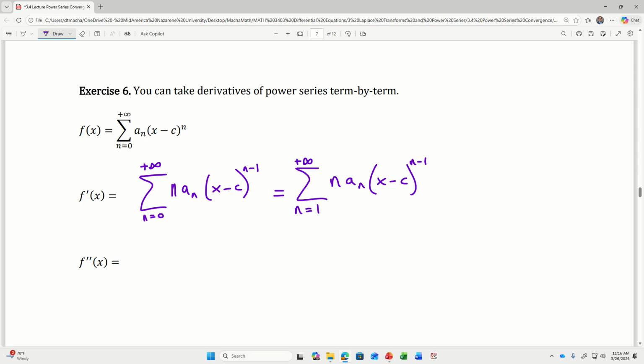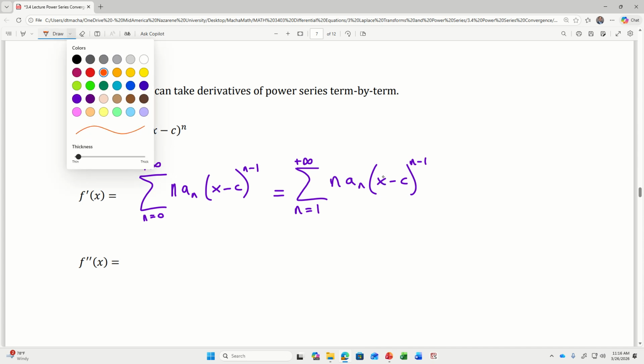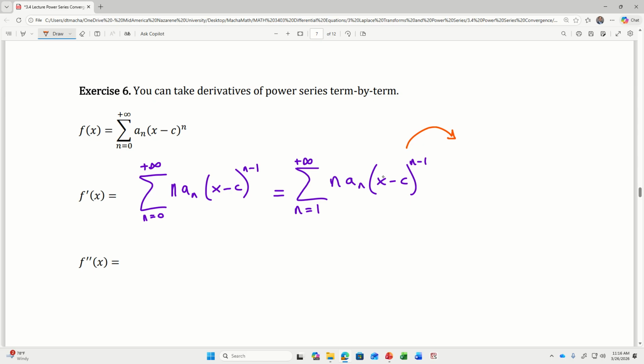And then I want to do one more thing to this series before I move on. And that is, it's going to be really useful to us next week if our x minus c factor is raised to the power n instead of n minus 1. And so I'm going to make a little redefinition of what this index means to us. We're going to replace every n with n plus 1.